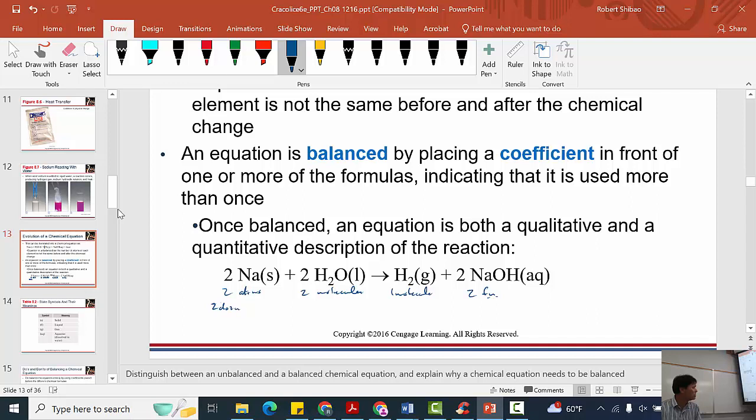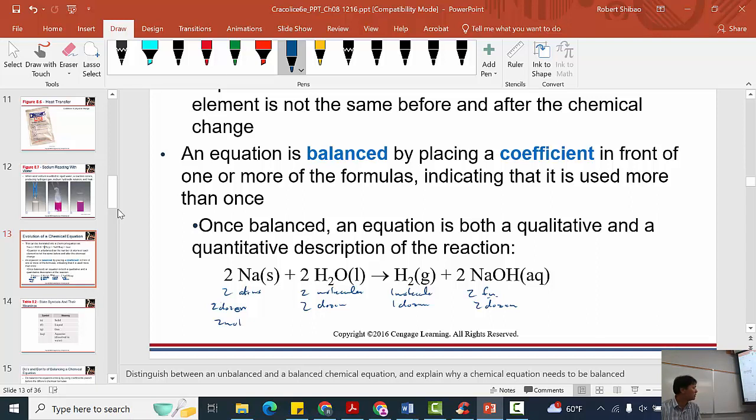If I had 2 dozen sodiums, then I would need 2 dozen waters, and I'd form 1 dozen hydrogens and 2 dozen formula units over here. Or I could do it by moles. Dozens are too small, atoms are too small, so I could do 2 moles of sodium.